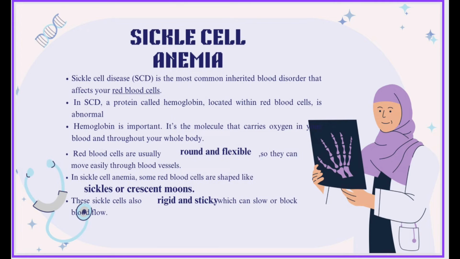This is the difference between our normal blood cell and a sickle cell. Usually our normal blood cell looks round and flexible, like a donut without a hole in the center. The normal blood cell can easily move through our blood vessels, but not the sickle cell one. It will block our blood flow in our body.